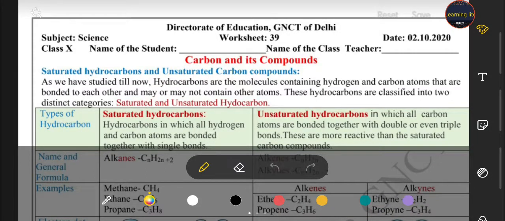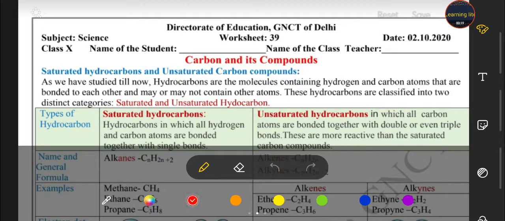Hello students, today we are here with our worksheet number 39 from the Directorate of Education, for our class 10 subject science. Students, today we discuss saturated and unsaturated carbon compounds. Firstly, we have to know about hydrocarbons.